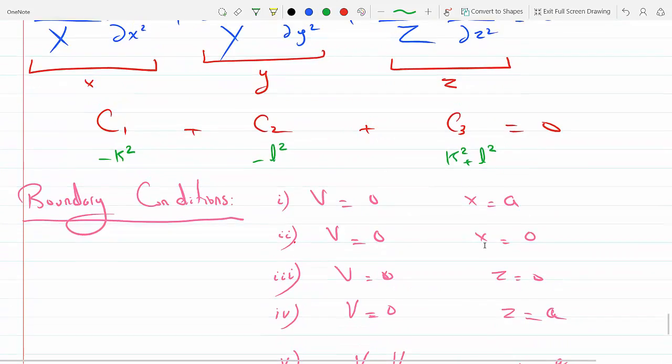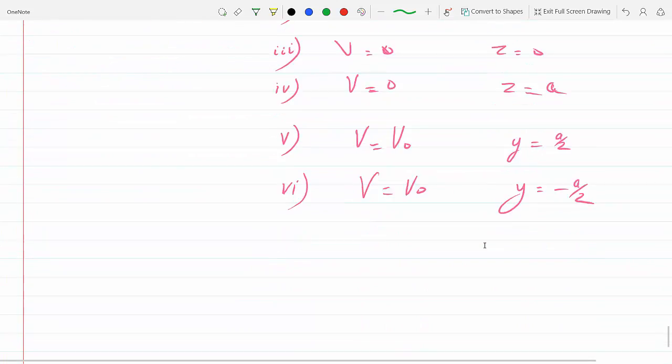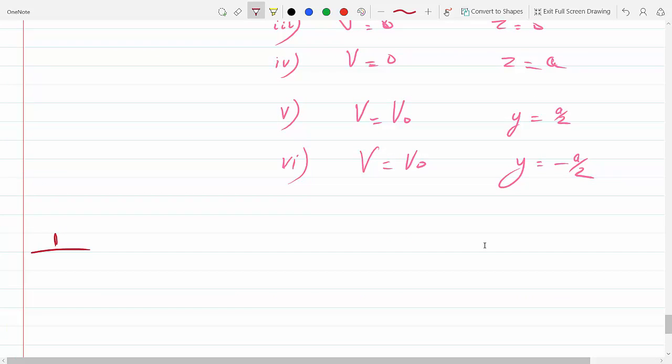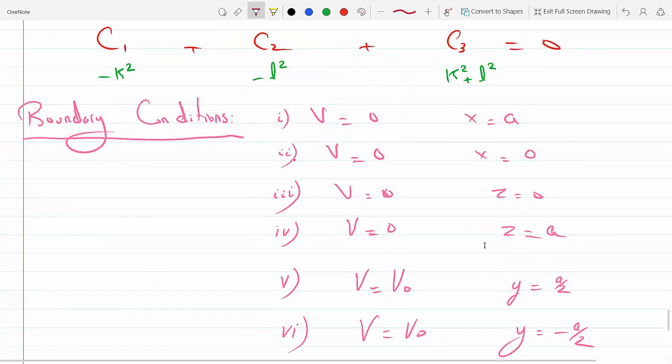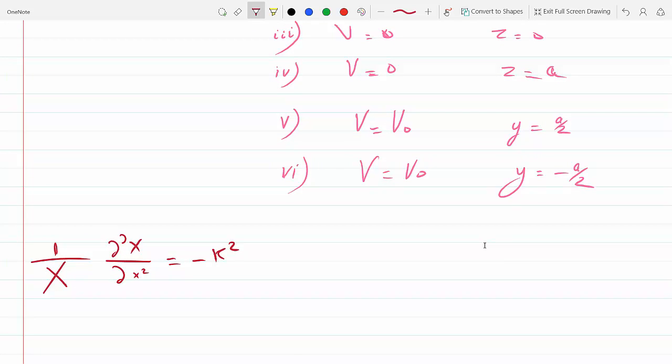So now I'm going to go to my x equation. Let's start with the x equation. So 1 over X, d squared X over dx squared equals, we assigned that minus k squared. And the reason we said minus k squared is because this will turn out to be sines and cosines, because multiply both sides by X and then move it to the left.